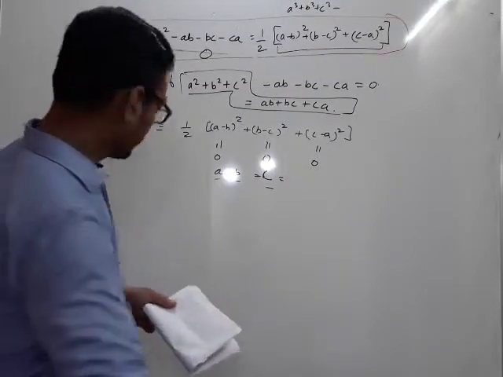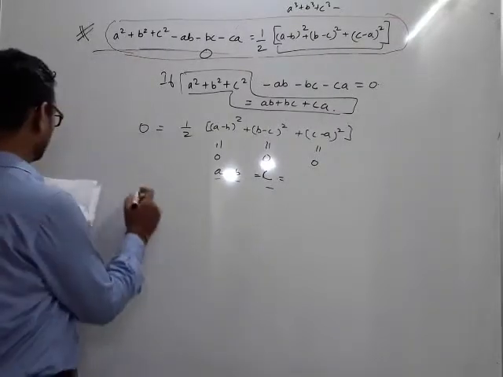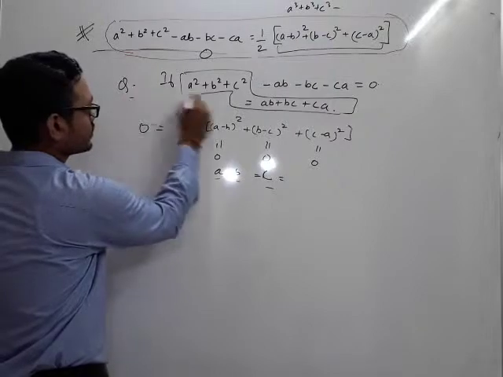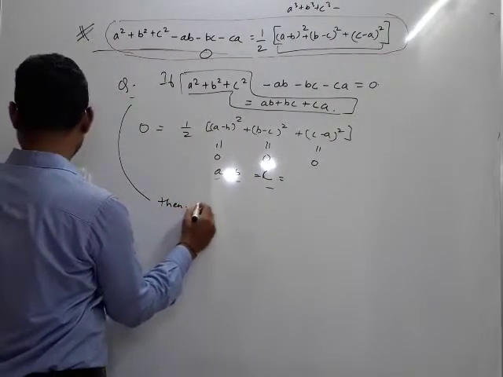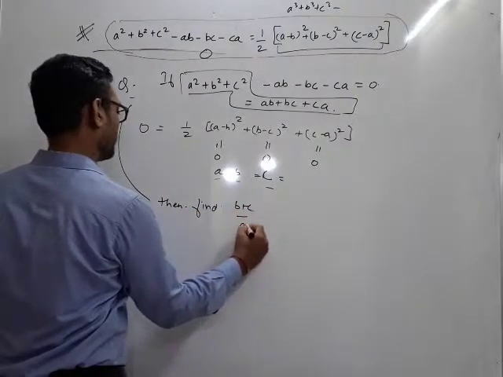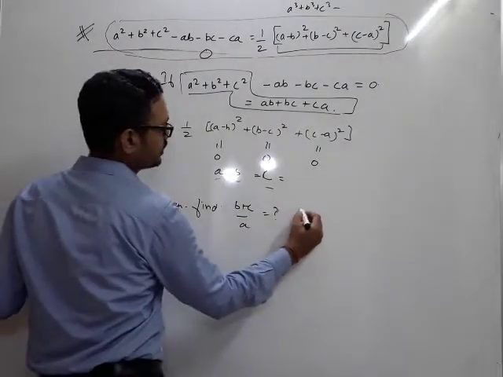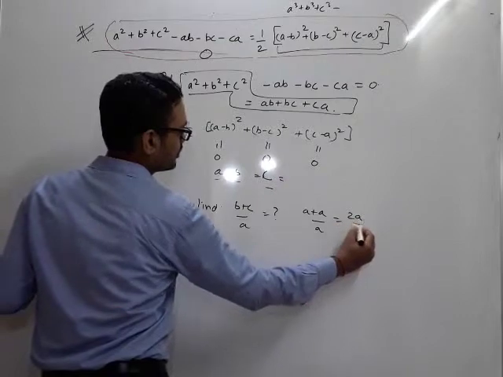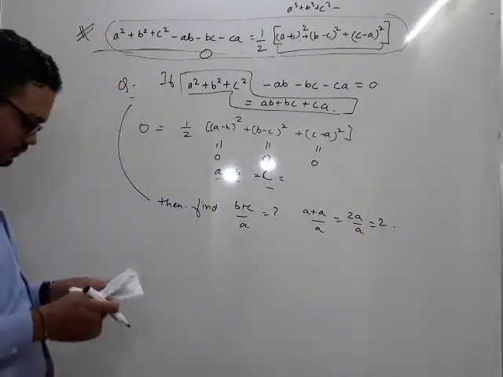So let's see what are the questions asked based on this. This is a question. If this is given, then the question asked is: find (b plus c) by a. So what will be (b plus c) by a? Nothing else but put all values equal. It's 2a by a, which is 2. So it's an oral sum.